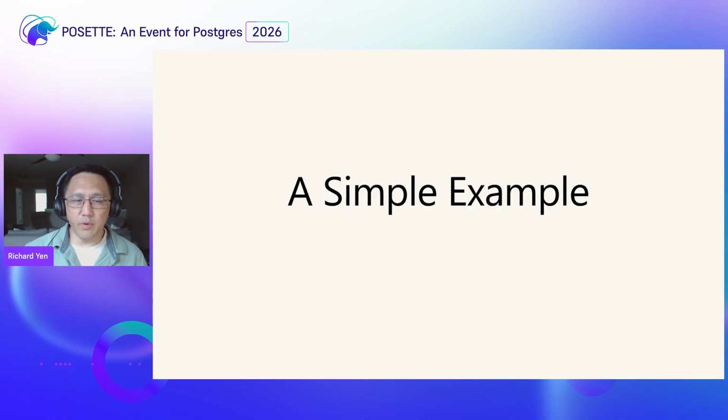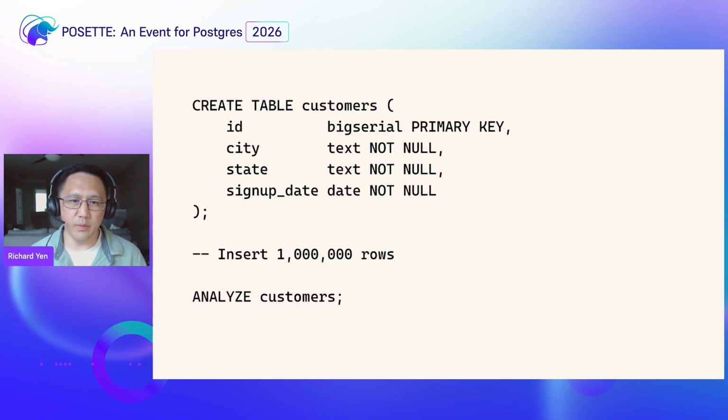So we're gonna go through a simple example to kind of highlight what that looks like under the hood. Okay, so once again, we have our table, customers, we have our 4 columns, and we've inserted our million rows. We have our indexes, we run our analyze.